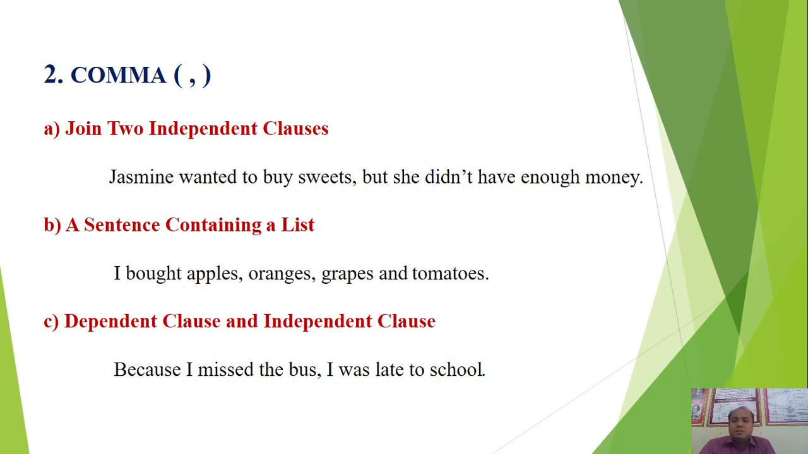The third example where we use a comma is to separate a dependent clause and an independent clause. Because I missed the bus, comma, I was late to school. You have clearly seen here that the dependent clause is separated from the independent clause.